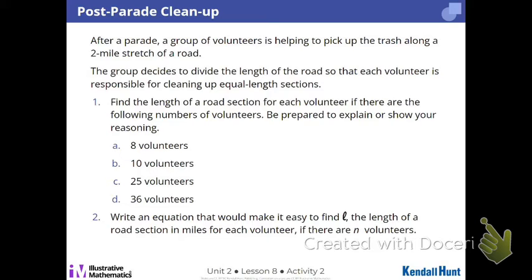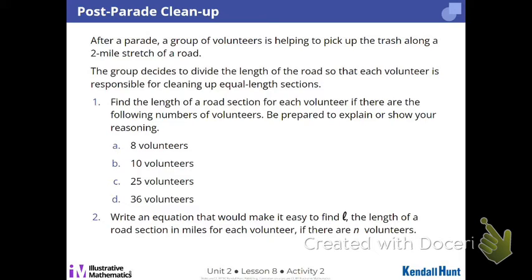But there's volunteers to clean it up. The stretch of the parade, it's a pretty good parade, is 2 miles. The amount that each person is going to clean up is dependent on how many people they have to clean it up, and they're going to split it up equally. So you're going to see how much road 8 volunteers need to each clean up, 10 volunteers, 25, and 36. Then you're going to write an equation that you can use for any number of volunteers to see how much road they need to clean up.